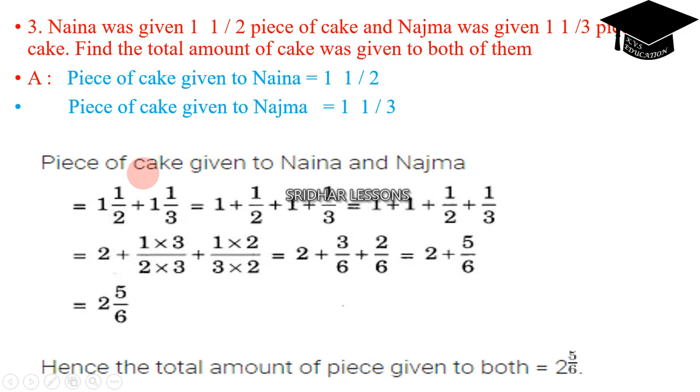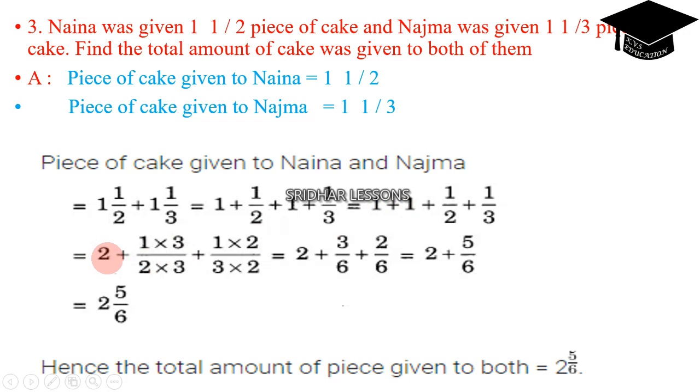So when we want to find the total, we have to add 1 into 1 by 2 plus 1 into 1 by 3. We can rewrite this as 1 plus 1 by 2 plus 1 plus 1 by 3, which is equal to 1 plus 1 plus 1 by 2 plus 1 by 3. That means here 1 plus 1 is 2.